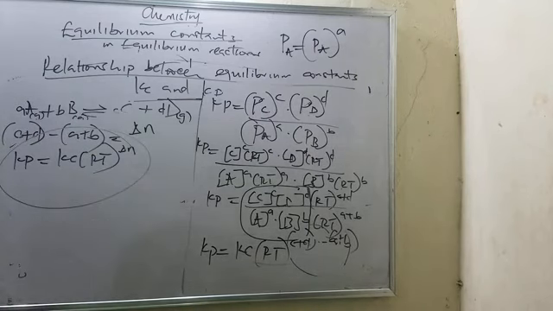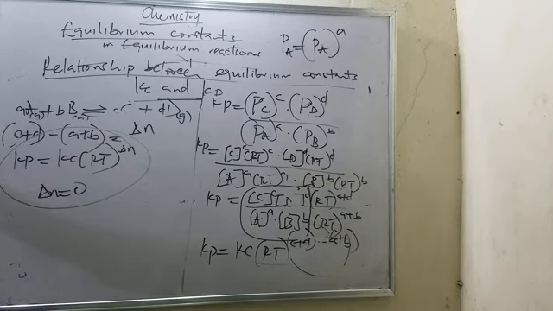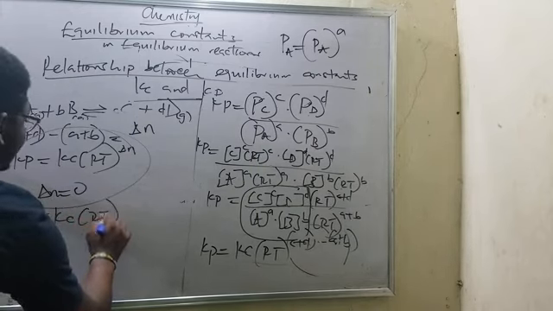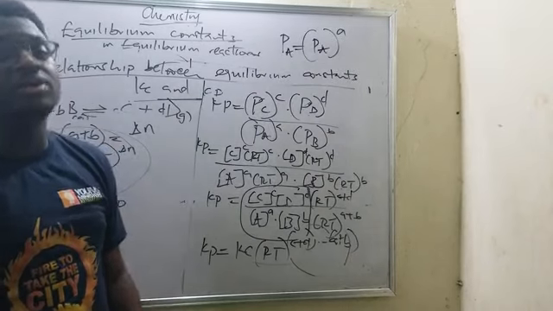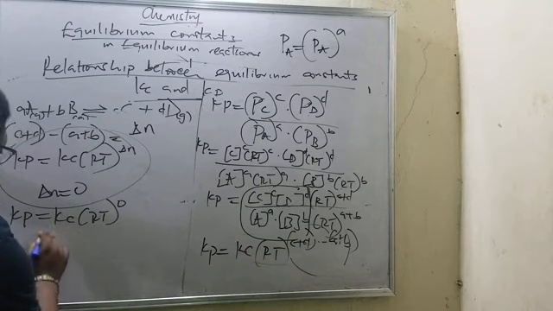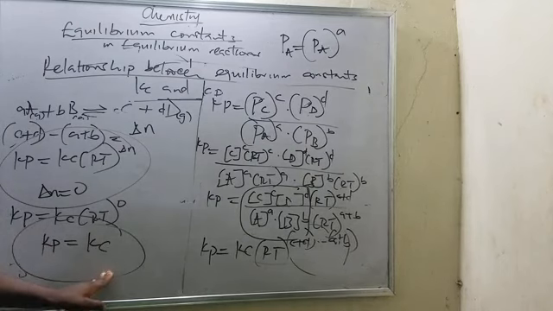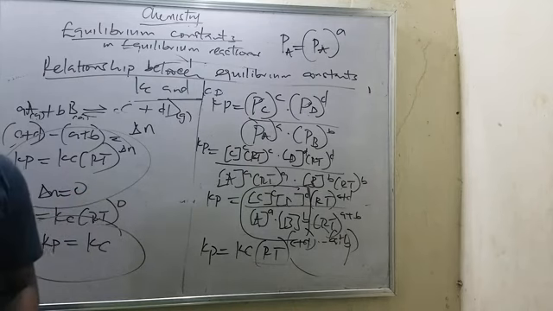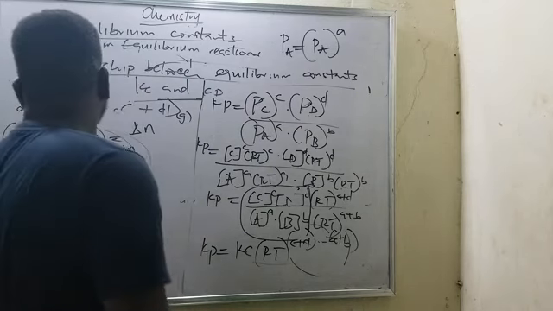But in a situation where we have delta N to be giving us 0, it means our Kp is equals to Kc RT raised to power of 0. And from our basic mathematics, you realize that anything raised to power 0 is 1, at least for the basic level sake. So if that is that, then this becomes 1. Then we have our Kp should be equals to what? Kc. And this is what shows the relationship between the equilibrium constant for pressure and equilibrium constant of concentration all together. And how we got this is the derivation we have done so far.